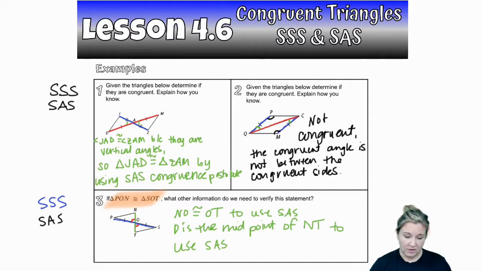Those types of things are now going to come into play here, and you need to know them to verify or determine if the two triangles are congruent or not. So these are the types of problems you're going to have on your skill check. You either have, is it congruent and how do you know, using the two congruence postulates that you've learned, or what other information do you need to verify this. Those are the two types of questions you have on your skill check.